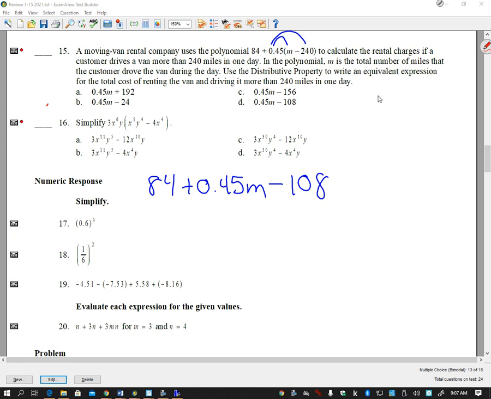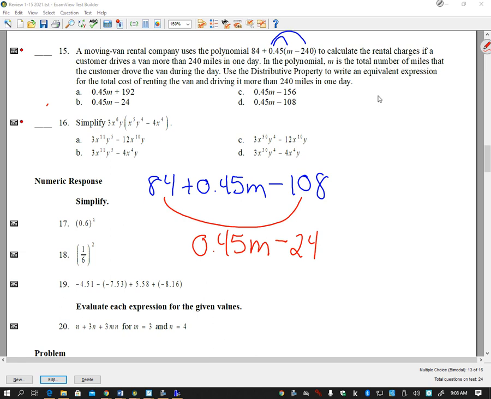No, because I don't see any of those options up there. Combine like terms. What are my like terms here? Okay, so what am I doing there? What operation? How do I solve that? 84 minus 108. What is 84 minus 108? Negative 24. Okay, negative 24. That is the simplified expression.